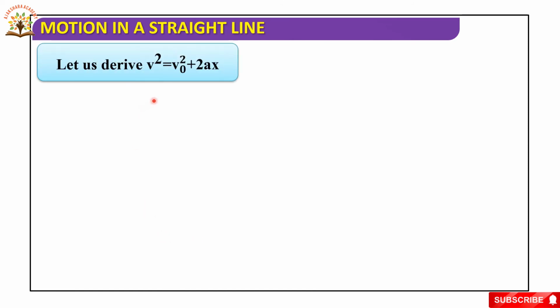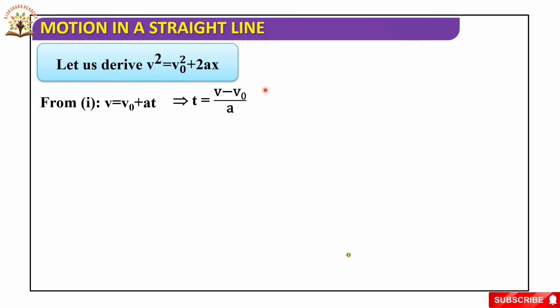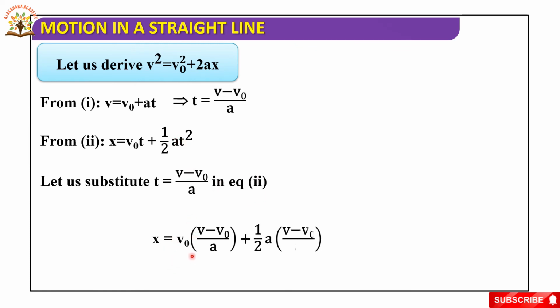Next, let us derive the third equation of motion: v square is equal to v naught square plus 2ax. From the first equation, v is equal to v naught plus at, we get t is equal to v minus v naught by a. From the second equation, x is equal to v naught t plus half a t square. Let us substitute t is equal to v minus v naught by a in equation 2. After substituting, in the place of t we write v minus v naught by a.